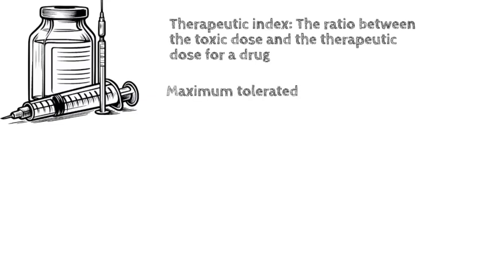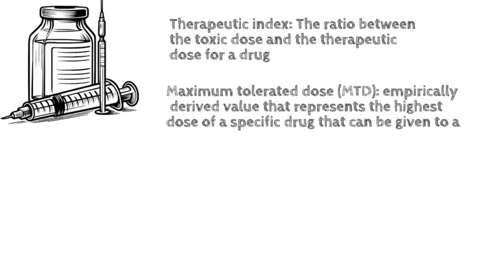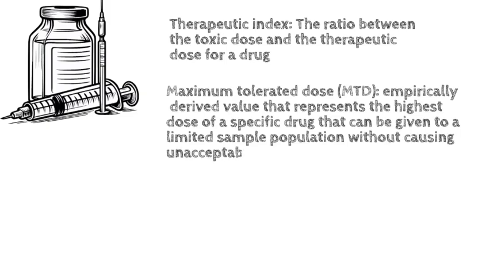The MTD is an empirically derived value. It represents the highest dose of a specific drug that can be given to a limited sample population without causing unacceptable or irreversible side effects. This is a critical concept in cancer drug administration, as dosing decisions are predominantly based on this MTD value, rather than strategic assessments of efficacy based on dose.